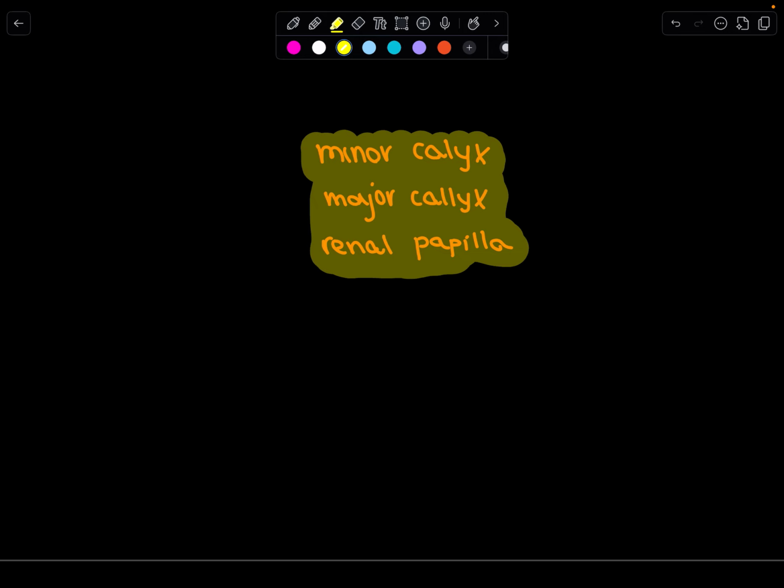The renal papilla is the pointy end of a medullary pyramid where urine exits into the minor calyx. Minor calyces are small cups catching urine from each papilla. Several minor calyces join to form a major calyx, a bigger funnel directing urine to the renal pelvis and then the ureter. They're all part of the kidney's drainage system.